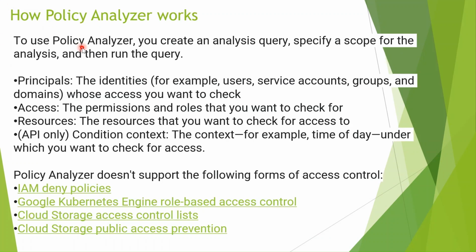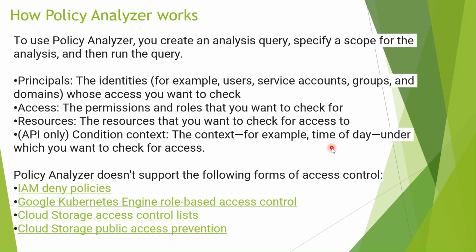So how does Policy Analyzer work? To run Policy Analyzer, we have to create an analysis query, and we have to specify the scope, at which level we want to run it, like the organization level, folder level, or project level. After that, we have to define some properties: principals, the identities for whom we want to check the access, which can be accounts, service accounts, users, groups, or domains. Then access, the permissions or roles which we want to check, and resources, on which resources we want to check. And condition context, where we can provide a time of the day under which we want to check the access.